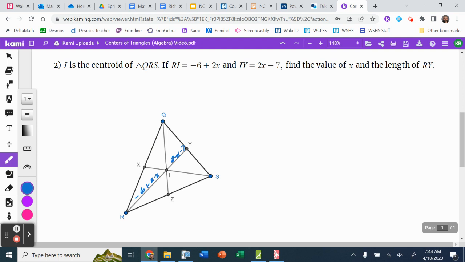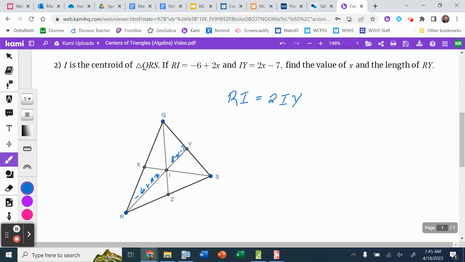So what I'm going to do here is, since I know that RI has to be twice the length of IY, I will take my expression for RI, and I know that it has to be twice the length of IY.